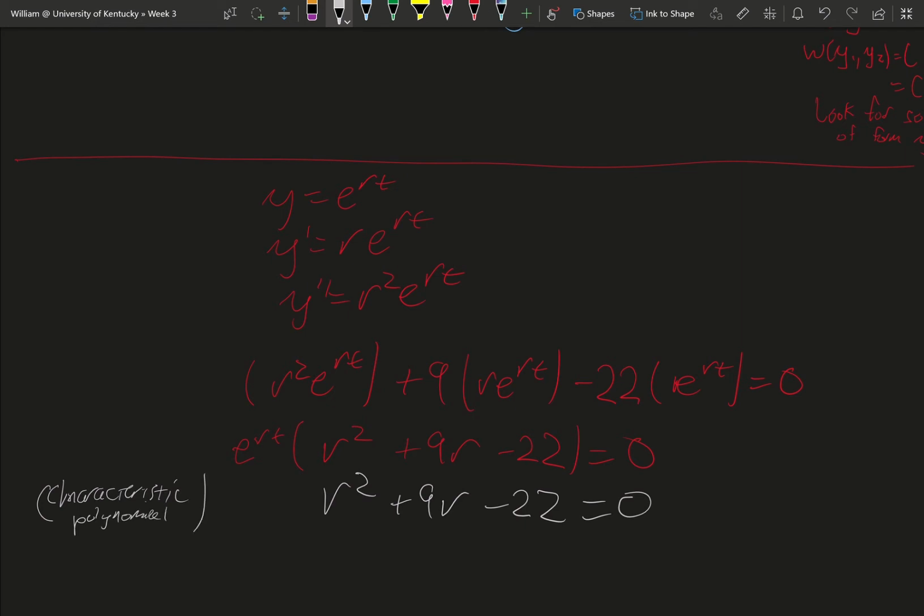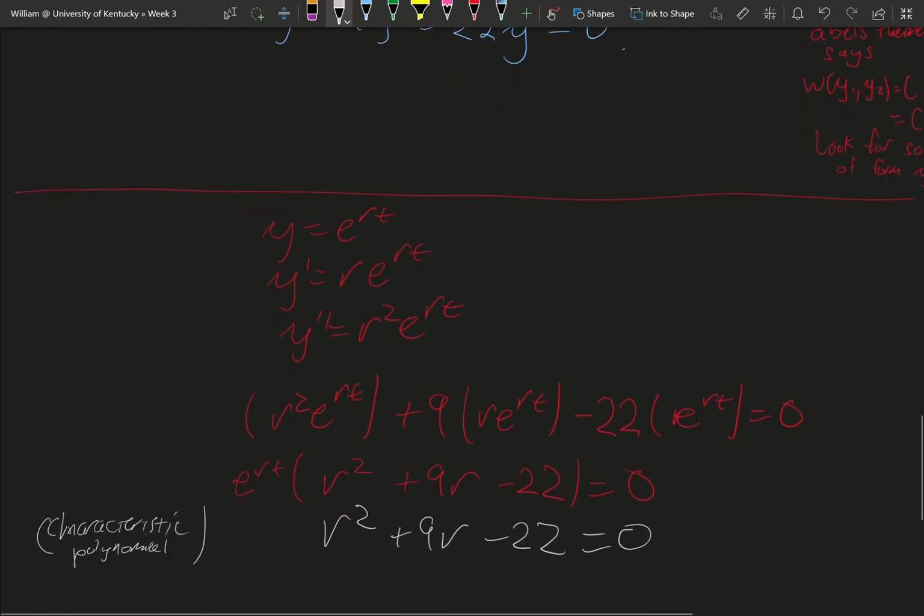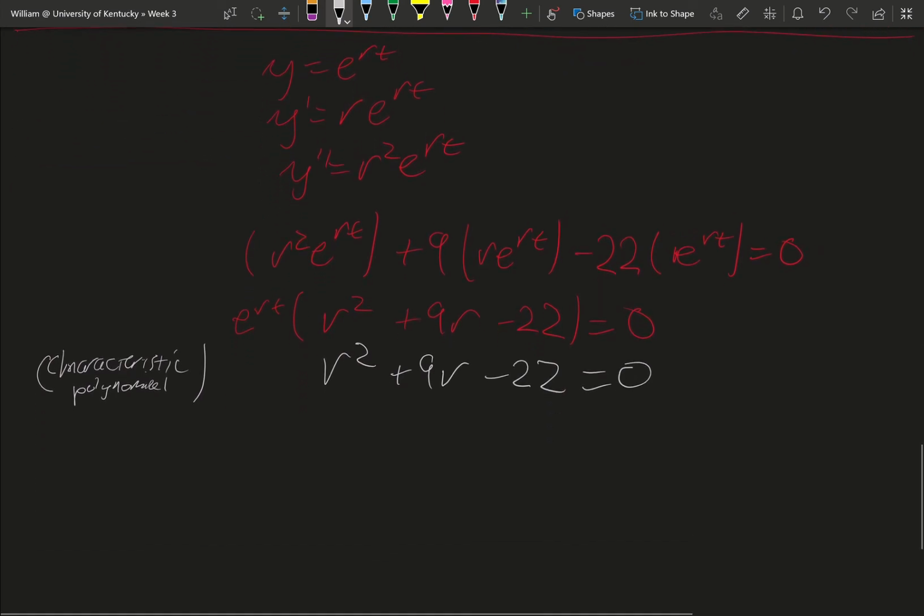This specific polynomial, where we replace y double prime with r squared, y prime with r, and y with just 1, which we see we got here, is known as the characteristic polynomial. We've seen a couple examples of these already, but let's make that jump. We know we're going to do these steps every time, and they're always the same. We just want to look for roots of our characteristic polynomial.